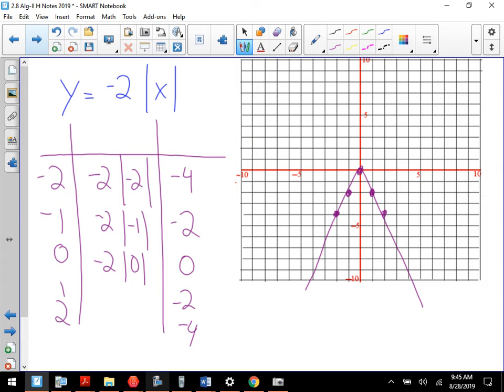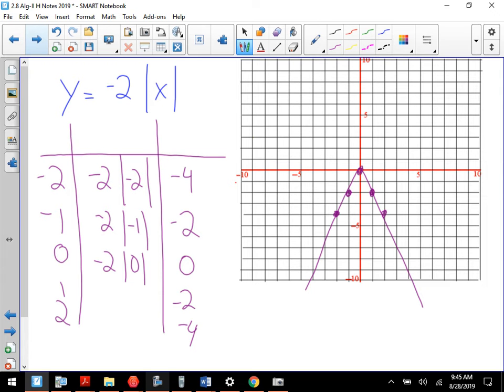Okay? Yes, sir? No. If it opened sideways, it would cease to be a function, because then when you had a value of x here, it has 2 values in the range, and that can't happen. I mean, we could graph it, but it's not a function, so it wouldn't be an absolute value function.